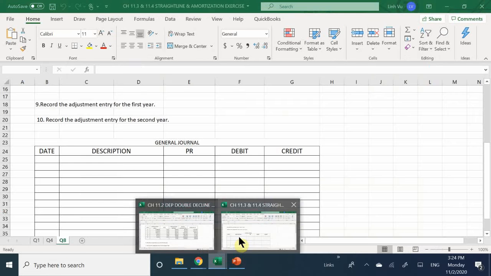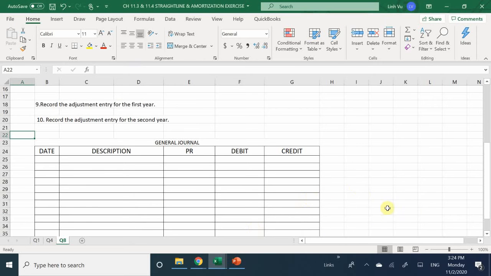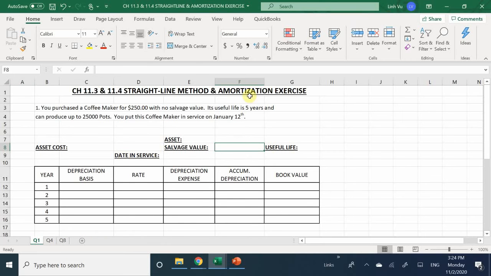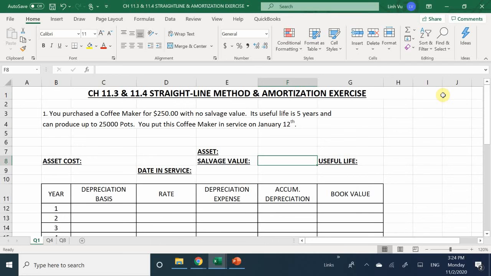Okay, so let's go ahead and get started with our example here. Question number 1 asks, for example, you purchase a coffee maker for $250 with no salvage value. Its useful life is 5 years, and it could produce up to 2,500 pots, which we don't care about. You put this coffee maker into service on January 12th.